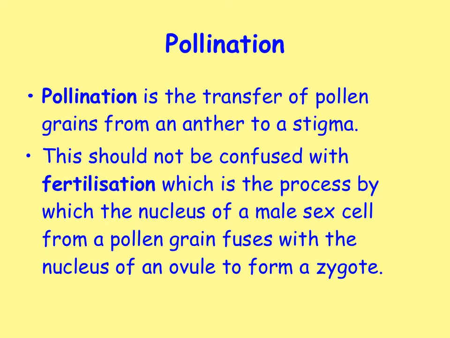So let's go on and have a look at fertilisation. Now, sometimes people get confused with the terminology around this. There's this term here, which is pollination, and pollination is not fertilisation. It's just really the transfer of pollen grains from an anther to a stigma. The anther is the male part of the flower and the stigma is the female part, but we'll have a look at that in a moment.